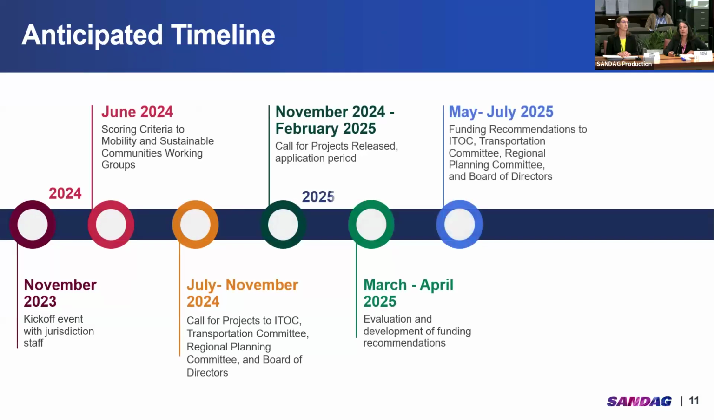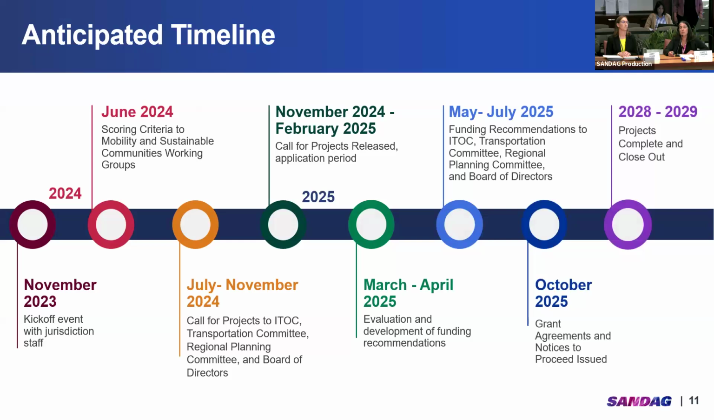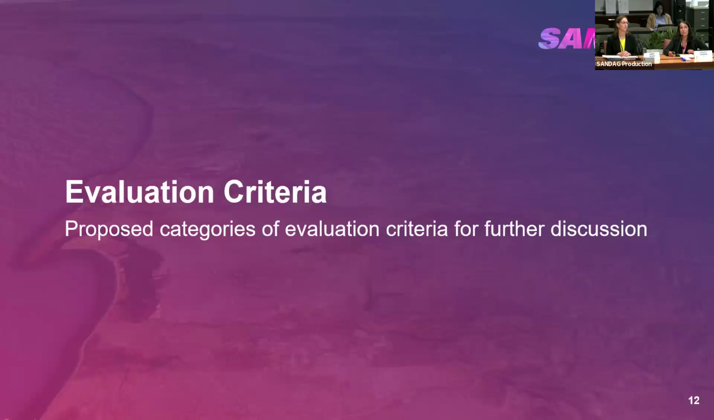So we held a kickoff event with jurisdictions back in November. This month, we're going to mobility, sustainable communities, and social equity working groups. July through November, we'll be bringing that through iTalk and the PACs. We'll be releasing the call for projects in November with applications due in March or April. And we'll be bringing the funding recommendations back around to the iTalk and the PACs in May through July. And we expect for NTPs to be issued in October. And I will pass it back to Jenny to talk a little bit about evaluation criteria.